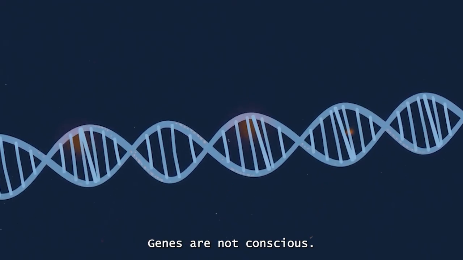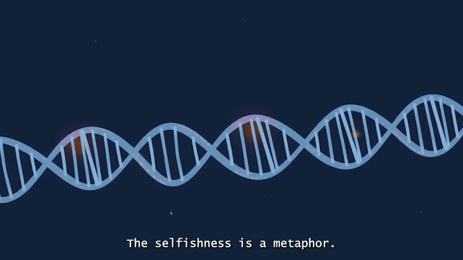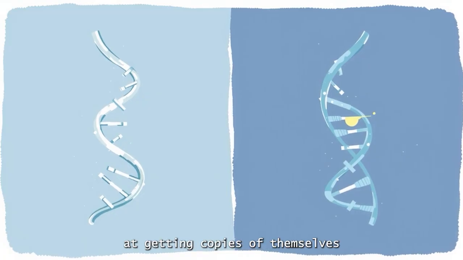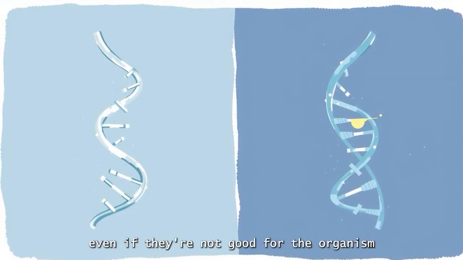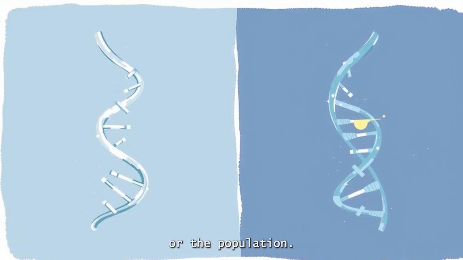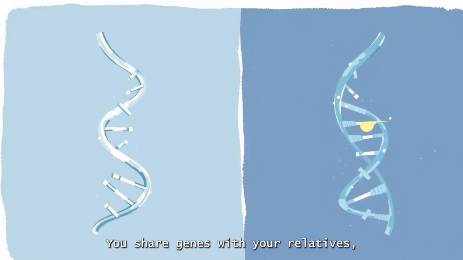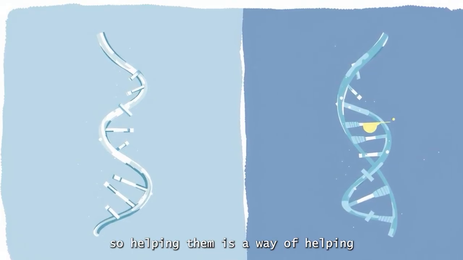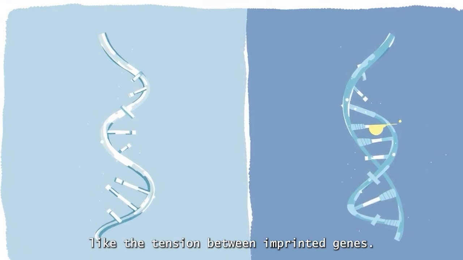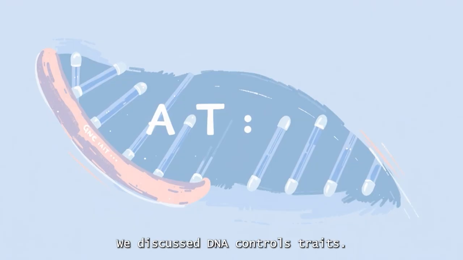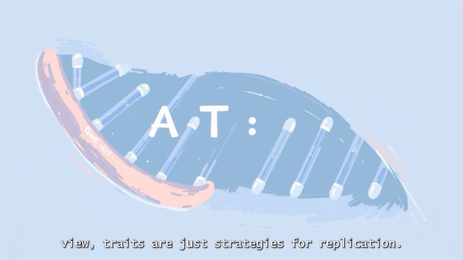Genes are not conscious. They don't have intentions. The selfishness is a metaphor. What it means is that genes that are good at getting copies of themselves into the next generation will become more common, even if they're not good for the organism or the population. This perspective explains phenomena like altruism toward kin. You share genes with your relatives, so helping them is a way of helping your genes spread. It also explains conflicts, like the tension between imprinted genes we discussed. DNA controls traits, but from the gene's eye view, traits are just strategies for replication.